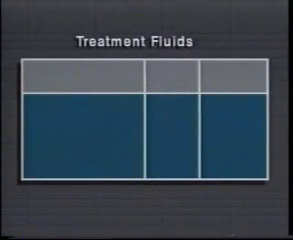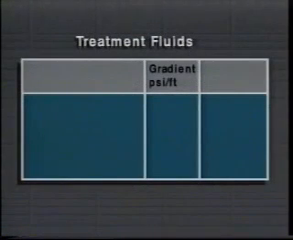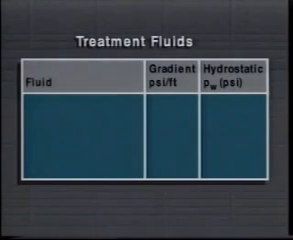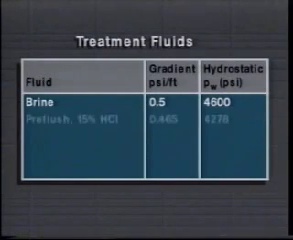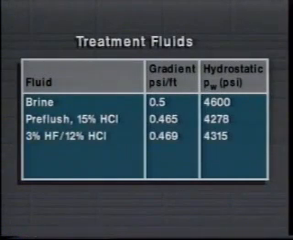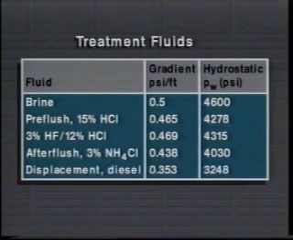Next, we create a table which indicates the gradient, in psi per foot, and hydrostatic pressure of the fluids that will be used during the treatment. The necessary fluids include brine with a gradient of 0.50 psi per foot and a hydrostatic head of 4600 psi. The properties of the pre-flush, HF acid, after-flush, and diesel oil displacement fluid are tabulated.